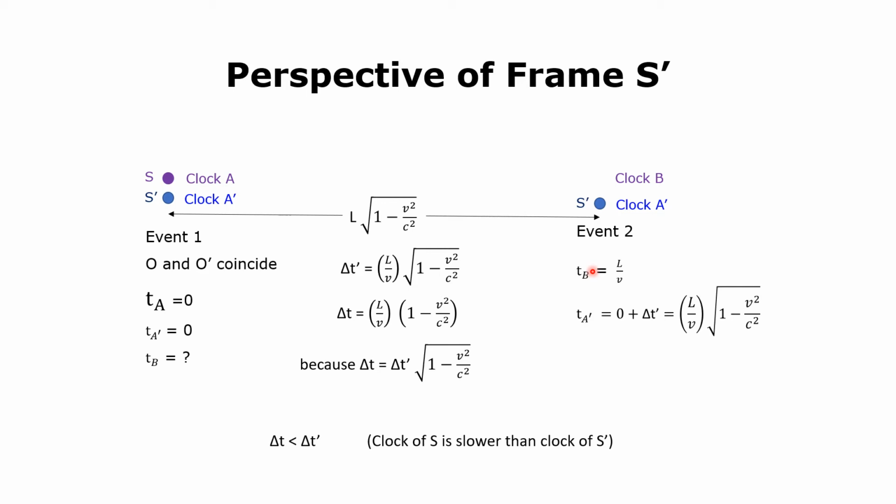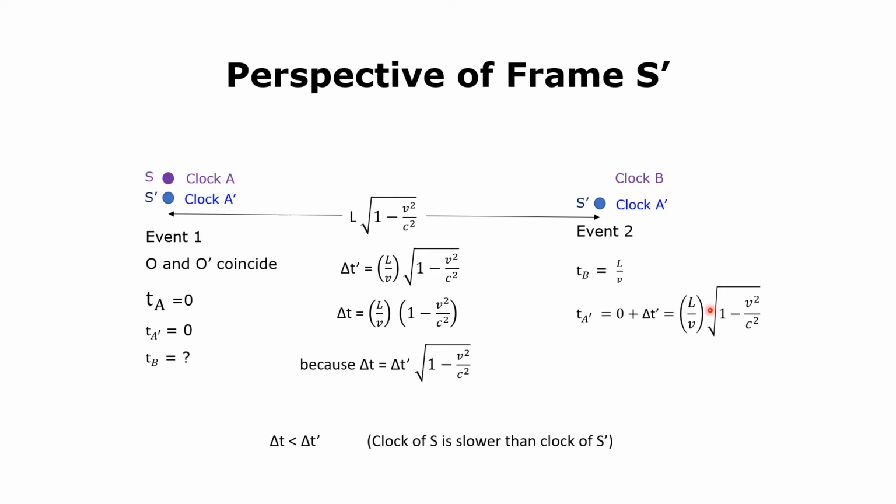Now we find the reading of clock A prime at event 2. At event 1, the A prime reading is 0. Between event 1 and event 2, the time elapsed by clock A prime is delta T prime, which equals L divided by V into square root of 1 minus V square by C square. Therefore, at event 2, the clock A prime reading is 0 plus delta T prime, that is L divided by V into square root of 1 minus V square by C square.